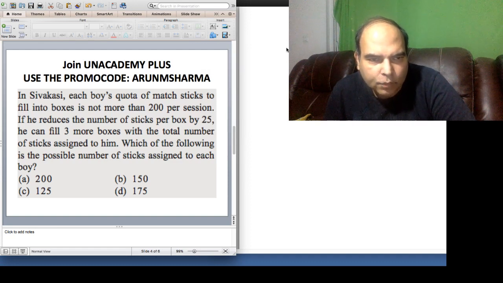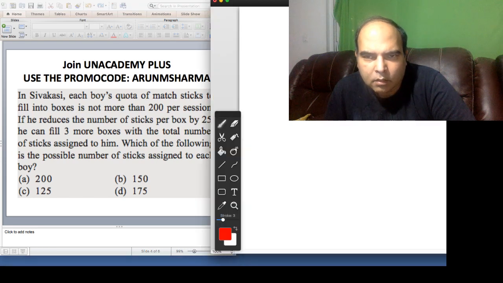So if you look at this next question, in Sivakasi, each boy's quota of matches to fill into boxes is 200 per session.